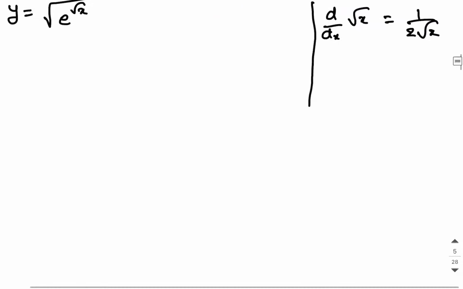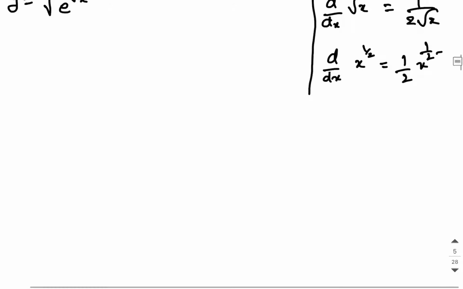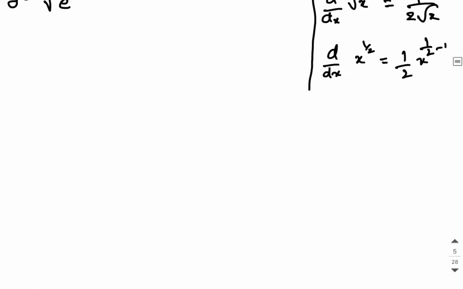So how did we derive this? It is very simple. Root x can be written as x power half. You know the formula for x power n. It is n into x power n minus 1. So when you apply this formula, the result is going to be 1 by 2 into x power minus half, that is 1 by 2 into square root of x.